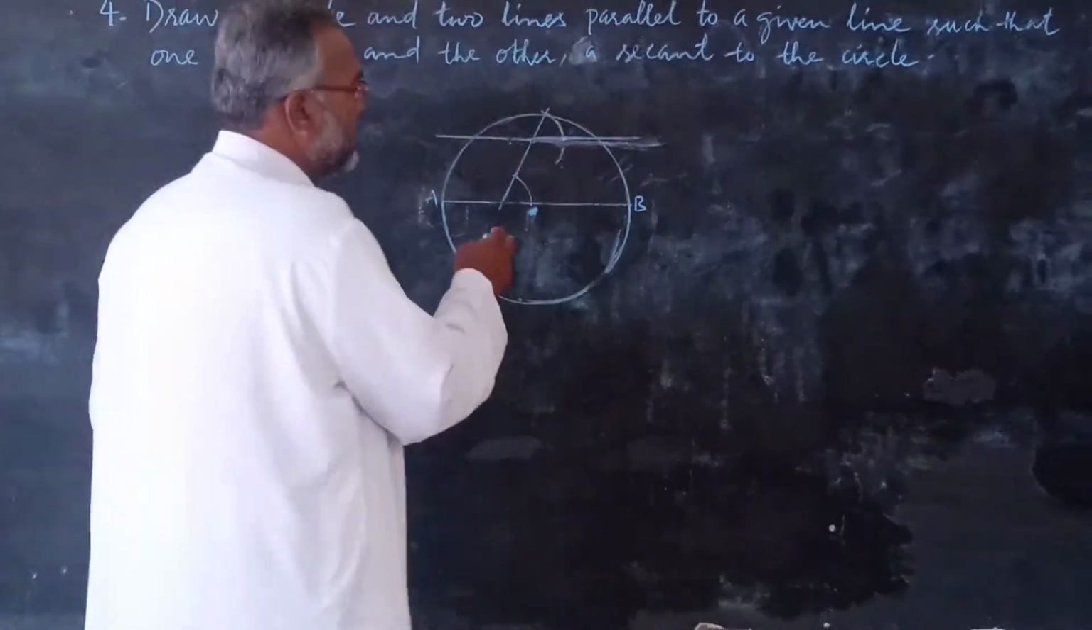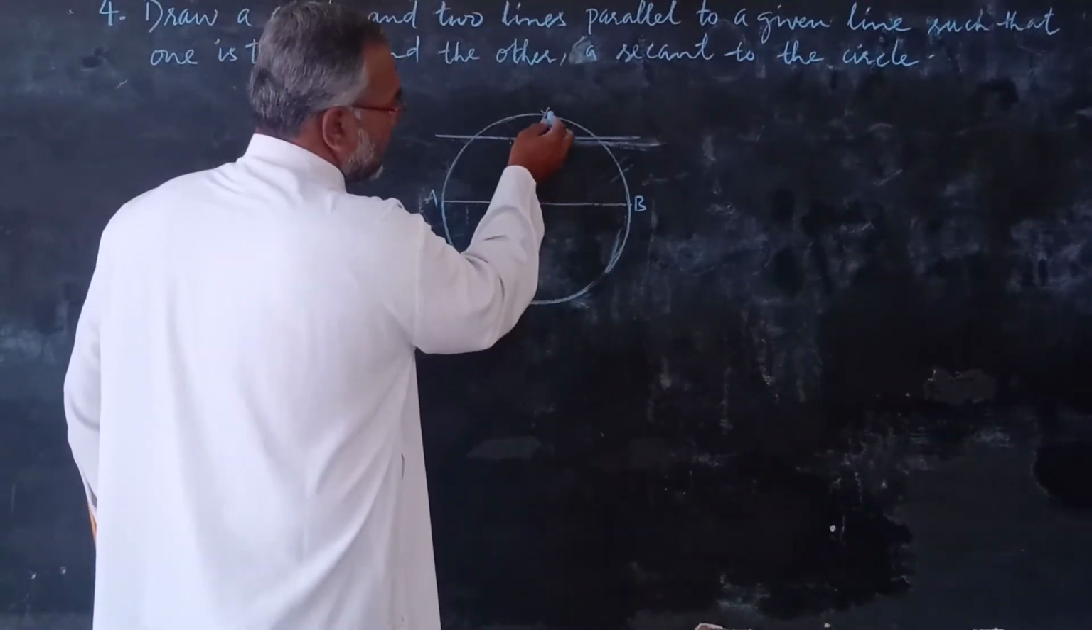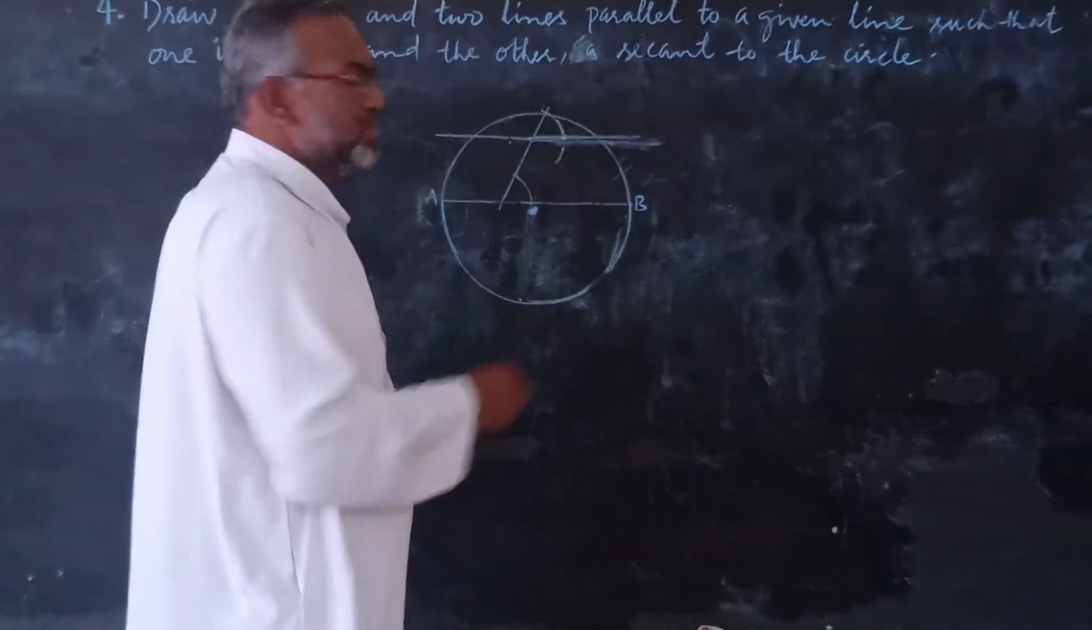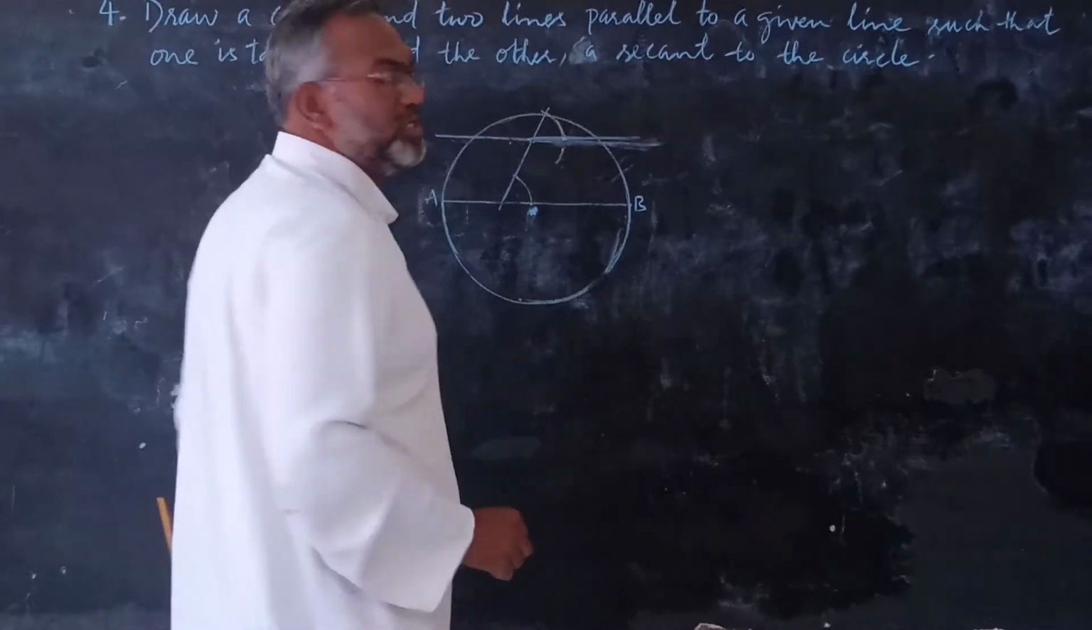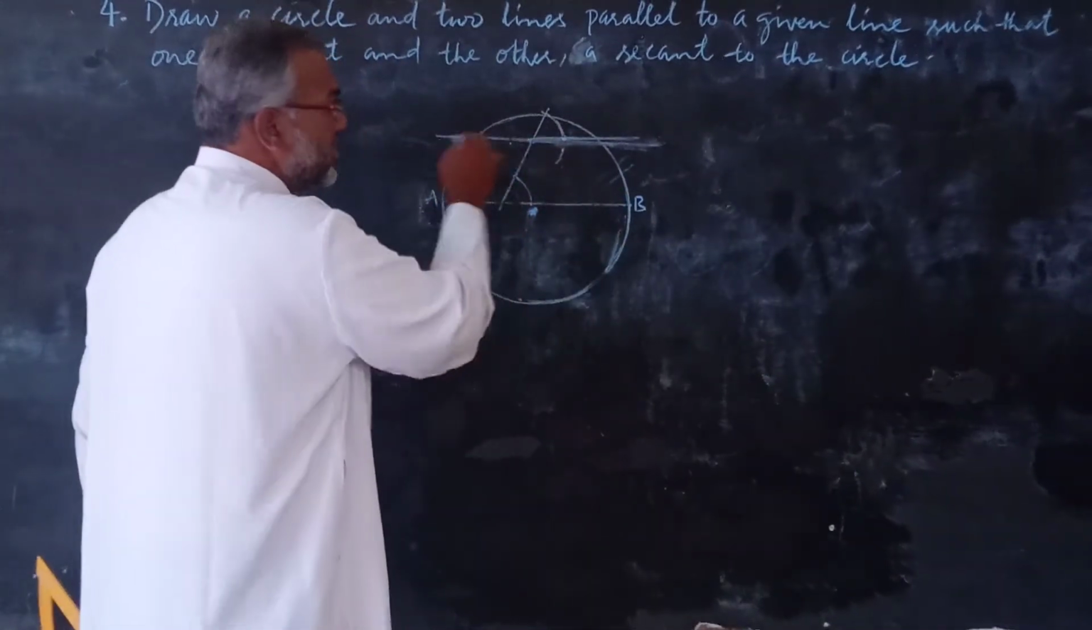So you will see this angle will be equal to this angle. They are corresponding angles, right? These 2 lines are parallel to each other. This line and this line are. Now this is a secant, right?